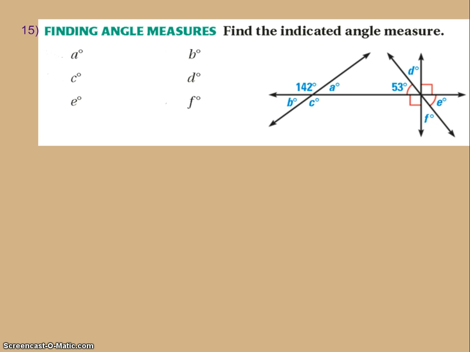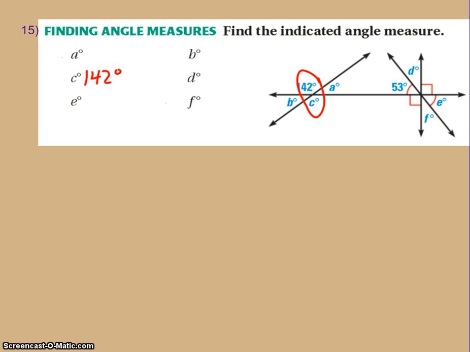Now remember, vertical angles are congruent. So we can find C right here because vertical angles are congruent. So 142 and C are the same thing. So we know C equals 142 degrees. Now I was finding the easiest ones.